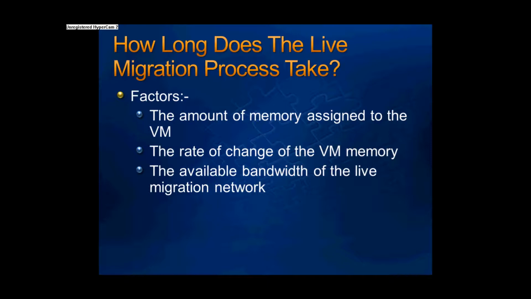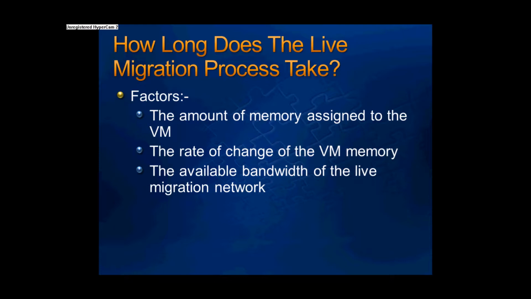Lastly, another factor and the most critical factor is the available bandwidth you assign to your live migration network. If your live migration network is sitting on a NIC card running at 1 GB speed, of course it will be much faster compared to using 100 base network cards. Besides that, we also recommend you put in dedicated network cards for live migration.